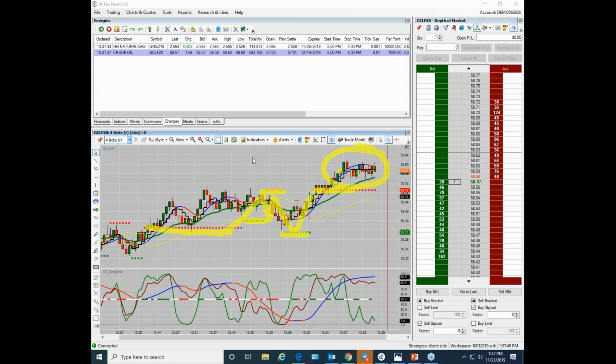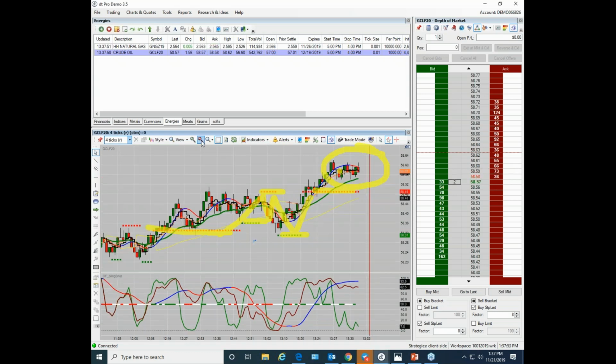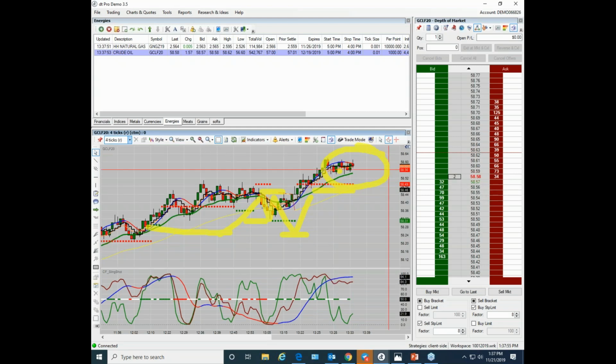All right, I'm back. So it's not until now that we can say the crude oil is starting to trend, and we recognize that by hitting that zoom out button. Get in a good habit of doing that. Let me get rid of these drawings here.